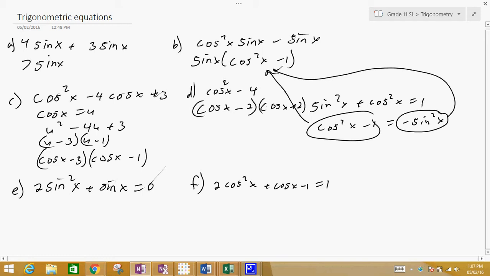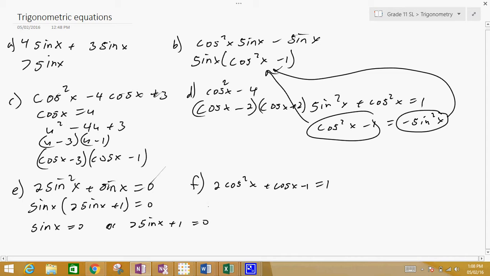Now that we've looked at some relations, let's try some trigonometric equations where we're actually going to solve. So for instance, if we have 2 sine squared x plus sine x is equal to 0, and you want to solve for x. Well, you notice that both have sine x, so we could factor out the sine x. Sine x times 2 sine x plus 1 is equal to 0. And because we're multiplying two things that are equal to 0, one of them has to equal 0. So sine x equals 0, or 2 sine x plus 1 is equal to 0.